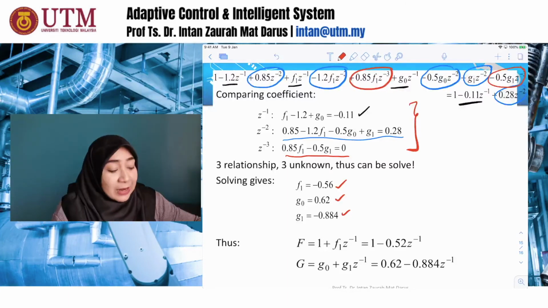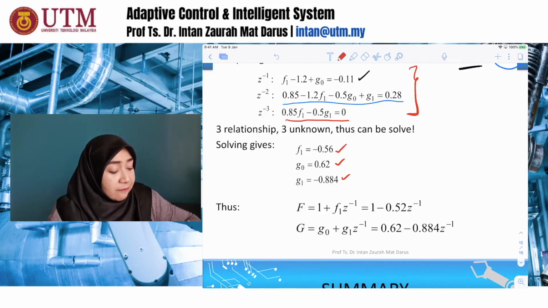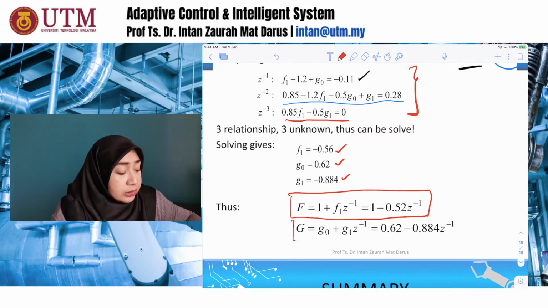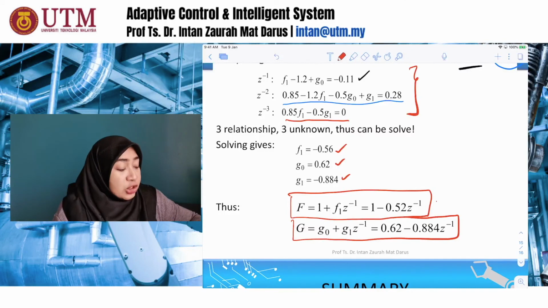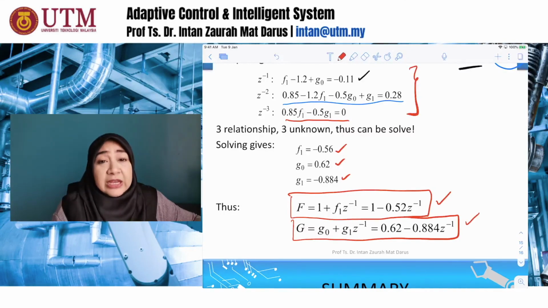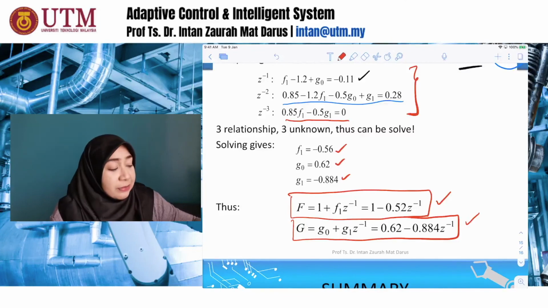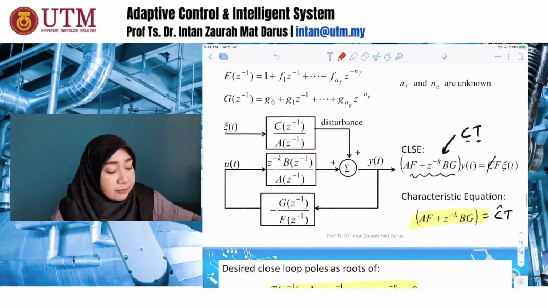Therefore, you can then put these values back into the polynomials of your controller. F1 gives you this polynomial here, and G equals G naught plus G1 Z minus 1, which becomes this polynomial here. So these are the new values of your controller. Then you're going to put this controller into the closed loop feedback system that I derived just now, according to the design rules that we had in the beginning. So that's your G and your F, and you're going to put that into your equation.